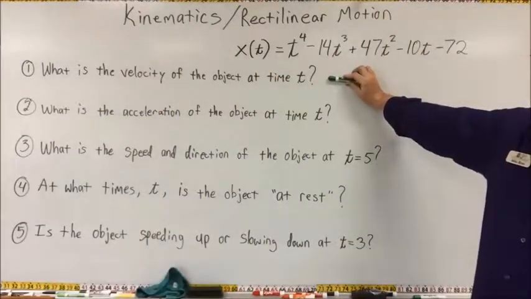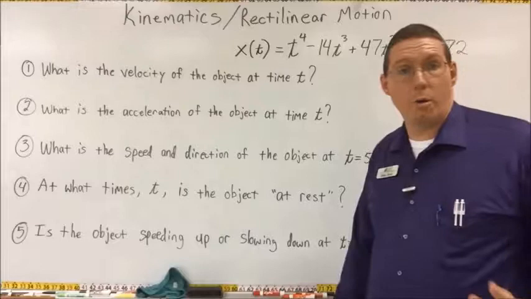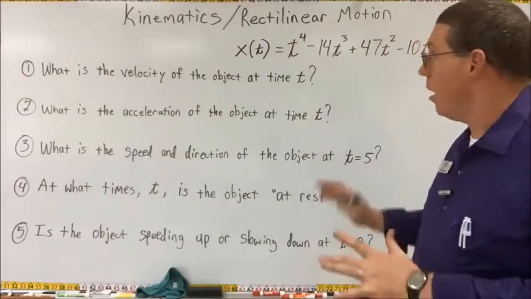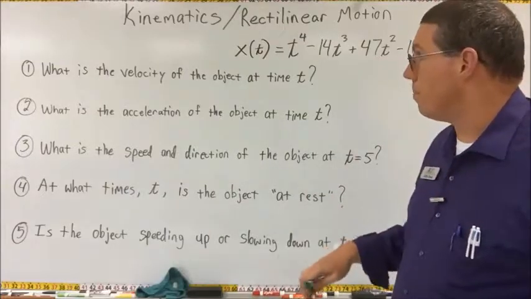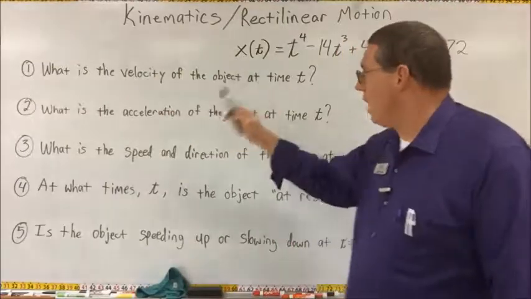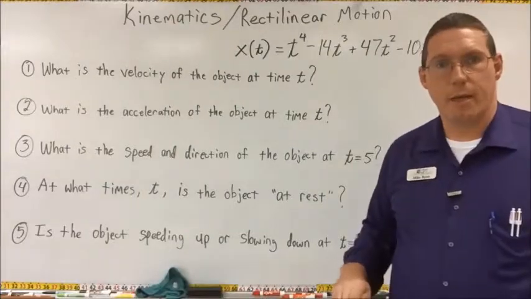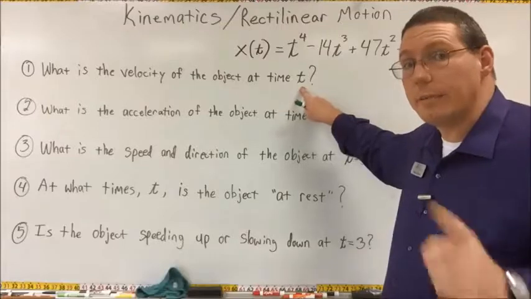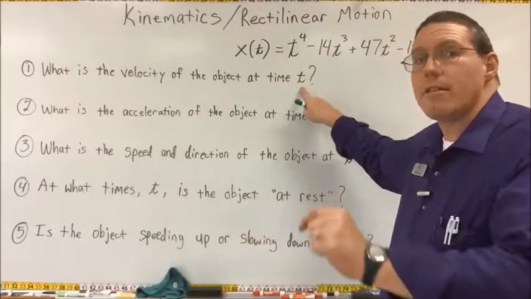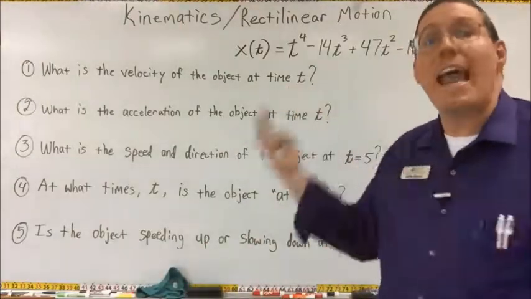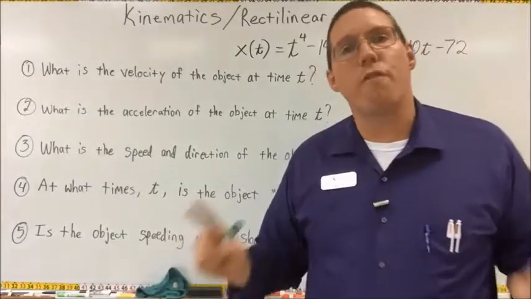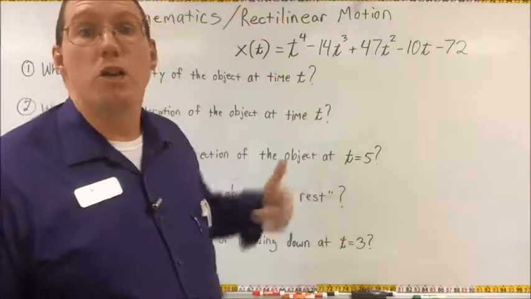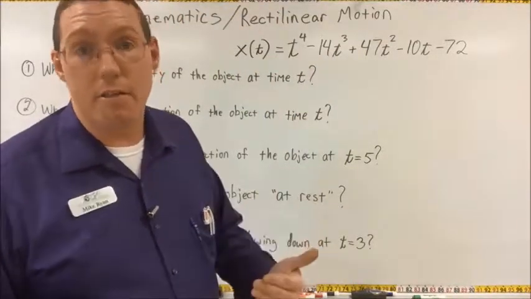Let's look at this first question. It says, and this will oftentimes, probably always, be the very first question that you are asked in a calculus class when learning about rectilinear motion. The question is, what is the velocity of the object at time t? And the velocity of an object at time t, it's not saying at time t equals 7. It's saying just at time t, for any t. It's asking you for a velocity function. We have a position function, so we want to identify a velocity function.